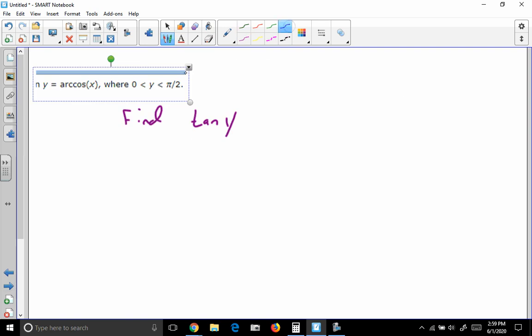Here they give us an equation that is nothing more than a relationship between x and y, and they ask us to find tangent y. I believe they also give us a picture with this, but let's look at y equals arc cosine x, and then find tangent y. Well, we know that y has to be an angle. How do we know that? Because when we take sine, cosine, tangent, we're taking those with respect to angles, and our answer is a ratio. For our arc functions, those are backwards. This is our ratio. This is our angle.